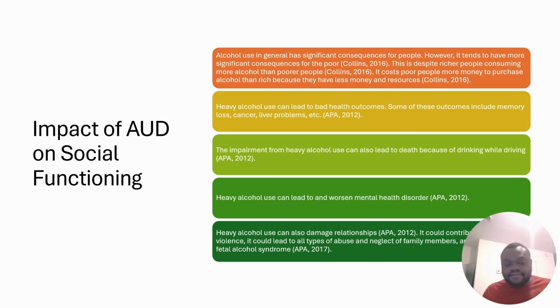Heavy AUD, heavy alcohol use, can also damage relationships. It could lead to domestic violence in the home. It could lead to abuse and neglect of family members. This could be physical abuse, sexual abuse, also sexual neglect, mental neglect, and so forth.